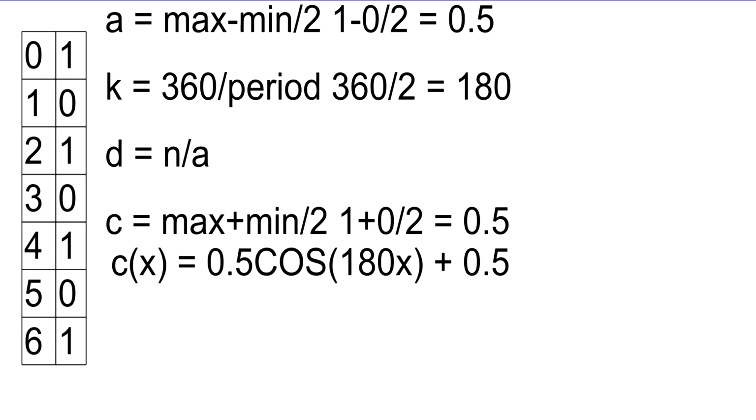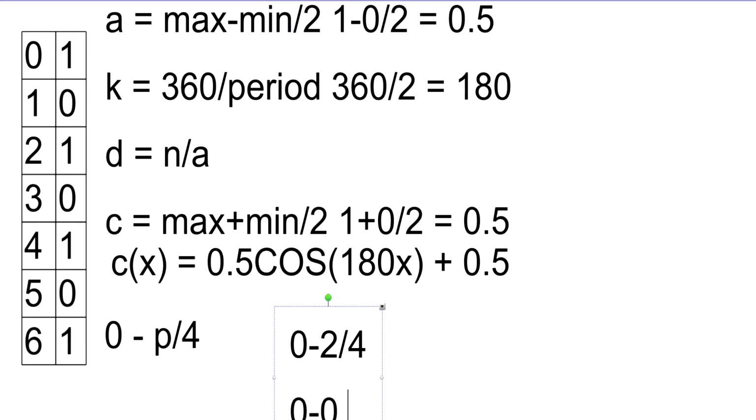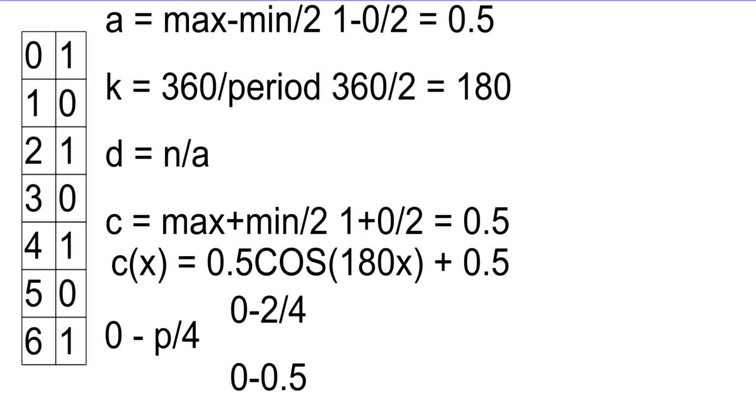In order to find our sine equation, the only thing that's different is our d value. So in order to find our d value for sine, we have to do our cosine d, which is 0, minus period divided by 4. Since our period is 2, we do 0 minus 2 divided by 4. And that gives us 0 minus 0.5. And so our d value is negative 0.5.